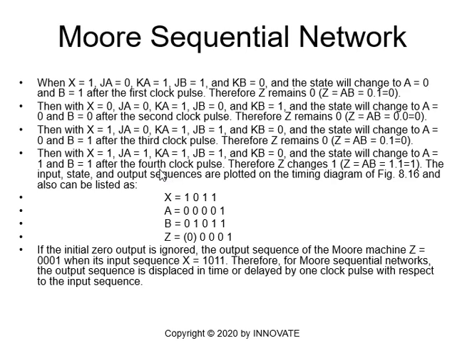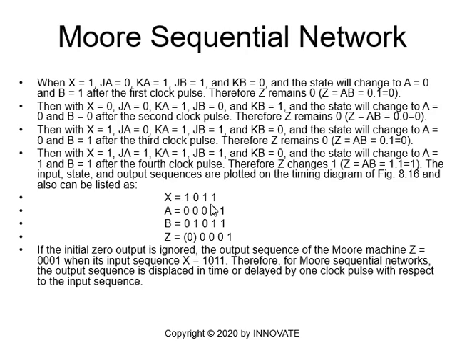Then X is 1, JA will be 1 and KA is 1, so this is the toggle mode. JB is 1 and KB is 0, and the state will change A to 1 and B to 1 after the fourth clock pulse. Therefore, Z will change to 1 because Z is AB, and 1 and 1 will be equal to 1. The input state and the output sequences are plotted here.